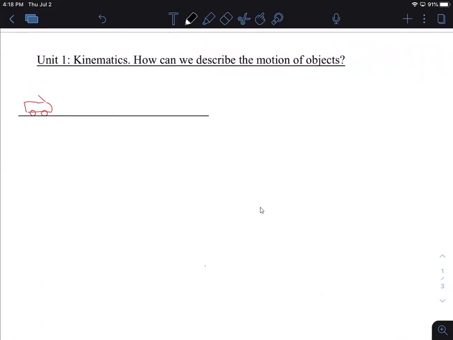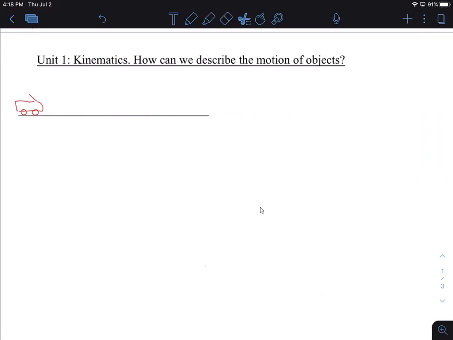So here we're going to be looking at this little toy car I've drawn. We're going to say this car is moving along at a constant rate. How can we describe that motion? How could we represent it? How could we create a model? Because that's what science is about. Science is about creating mathematical models to help us break down a physical phenomenon or situation. So we're going to look at how we can represent mathematically the motion of this toy car as it moves in one dimension at a constant rate.